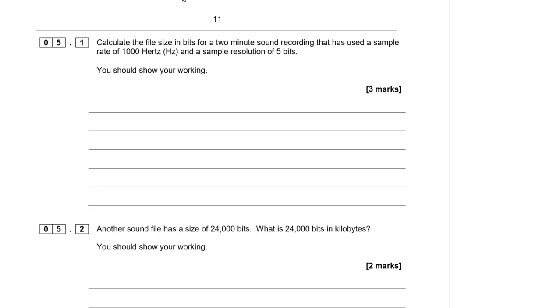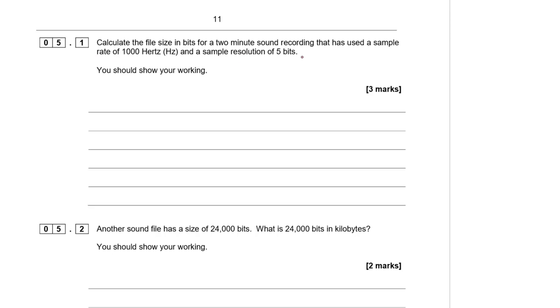Question 5 looks to be about sound, so we're going to calculate the file size in bits for a 2-minute sound recording with a sample rate, so sampling frequency, of 1000 Hz and a sample resolution of 5 bits. I think I taught this as sample size and sampling frequency. They're equivalent terms.